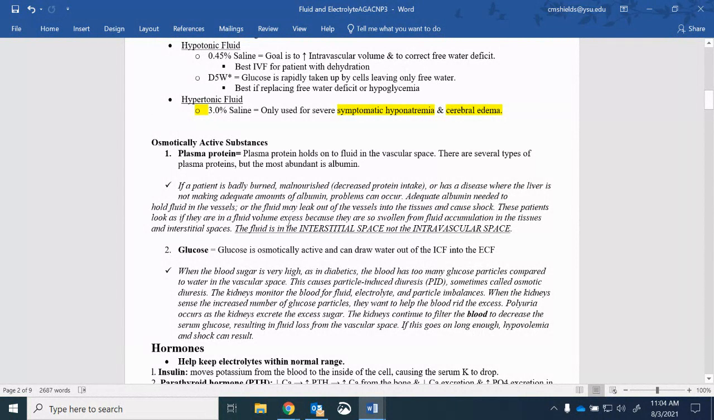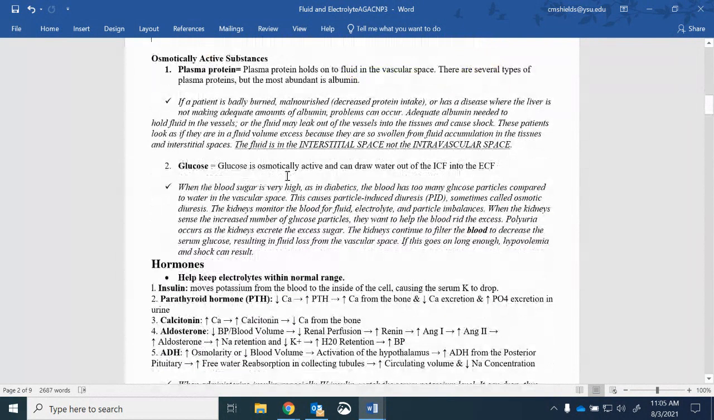These patients look as if they have a fluid volume excess because they're so swollen from fluid accumulation in the tissues and interstitial spaces. But it's not in the intravascular space. So we've got to have plasma proteins that are osmotically active that pull and keep fluid in the vessels. Glucose is also osmotically active and can draw water out of the ICF into the ECF. Think about somebody with hyperglycemia.